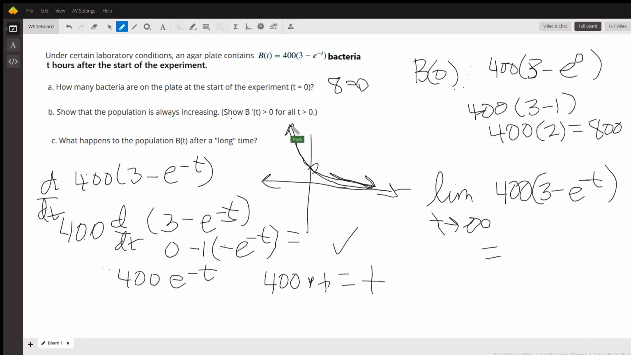equals 400 times (3 minus 0). E to the negative infinity is 0. 400 times (3 minus 0) is 400 times 3, which is 1200. So as t goes to infinity, e to the minus t approaches 0, 3 minus 0 is 3, and 400 times 3 is 1200. So there's your answer.